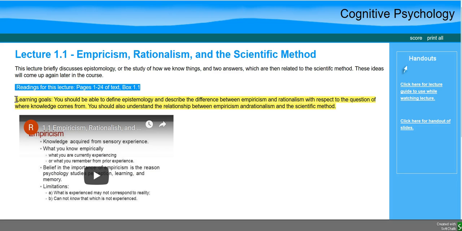Each lecture video is accompanied by learning goals for that particular lecture. And then this is followed by a link to the lecture video itself. All of the videos are closed captioned.